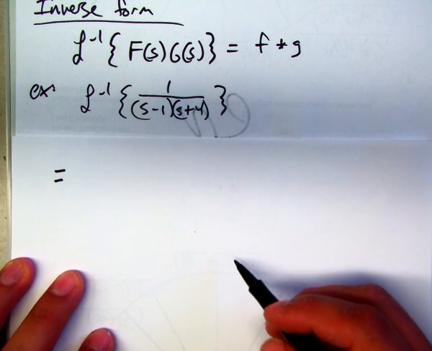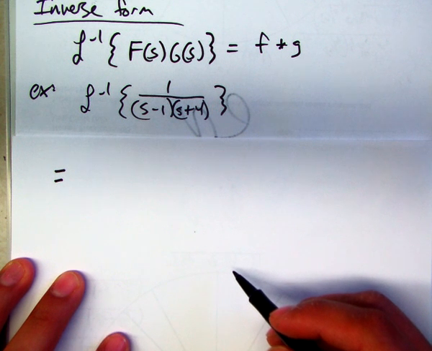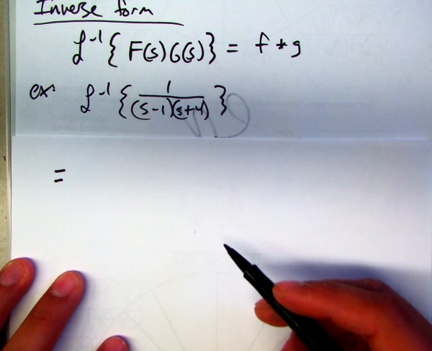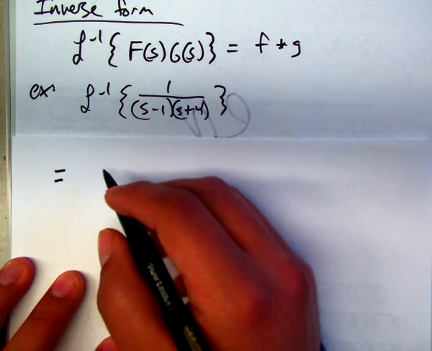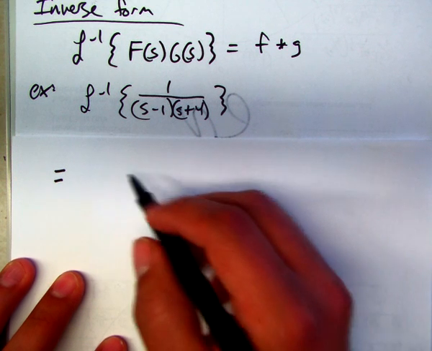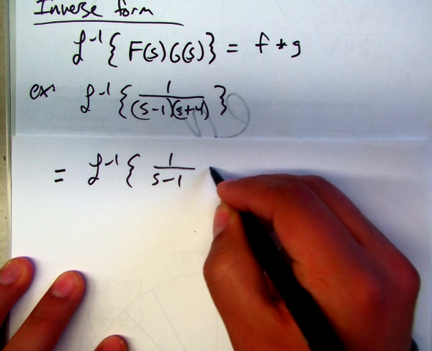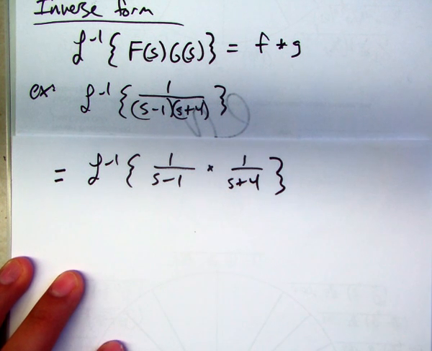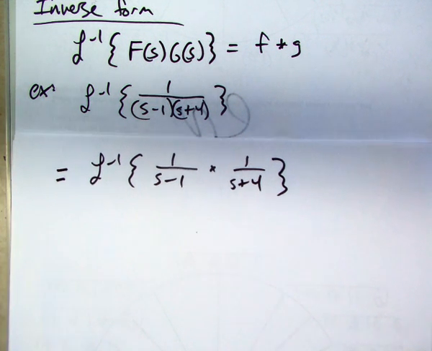One option that we have currently is to do what? Partial fractions, do the decomposition, which wouldn't be too bad for this because it's just an easy linear decomposition, and then you can find the transform of each of those. However, if you recognize that this is the same as the inverse transform of 1 over s minus 1 times 1 over s plus 4, then you can do the convolution, the inverse form of the convolution theorem.